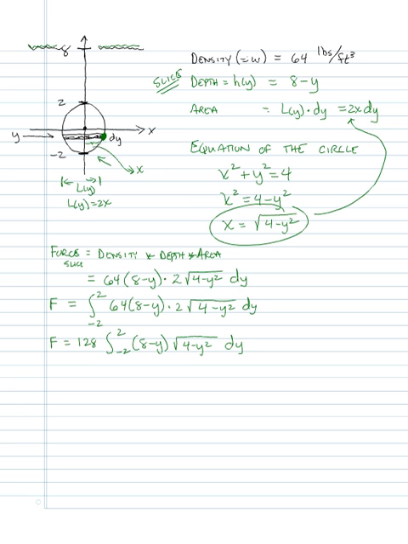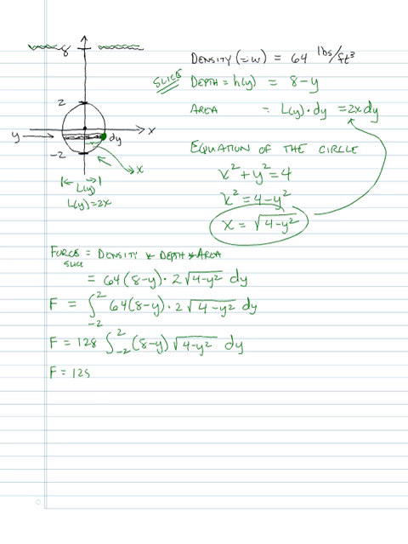and I'd like you to recognize that we could multiply this square root times the 8 minus y. So we'd have 8 times the square root and a negative y times the square root. And so we could actually break this into 2 integrals. So let me write this down here.